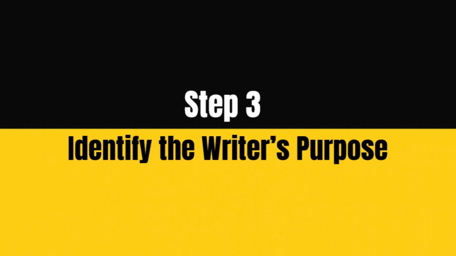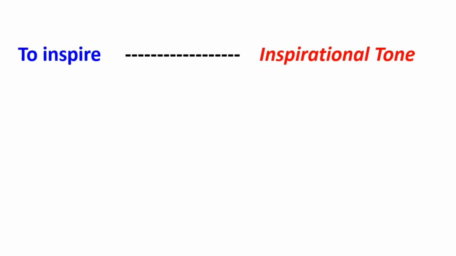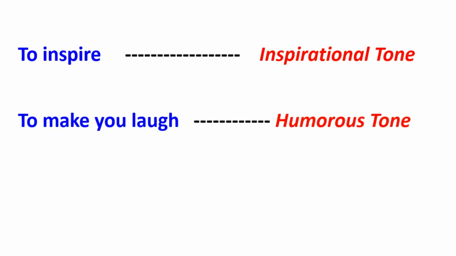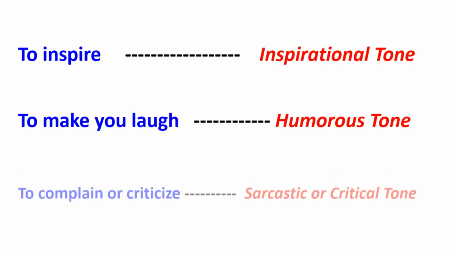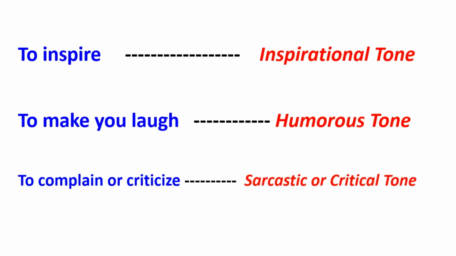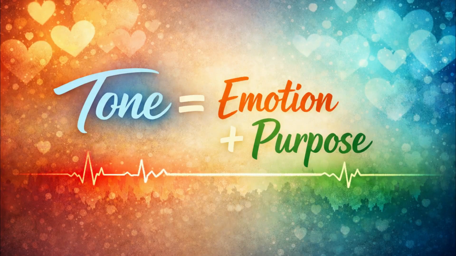Step number 3. Identify the writer's purpose. Why did the writer write this? If it is to inspire, it is an inspirational tone. If it is to make you laugh, it's a humorous tone. If it is to complain or criticize, it is sarcastic or critical tone. Because tone is equal to emotion plus purpose.